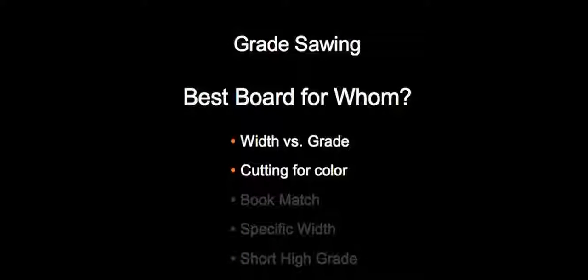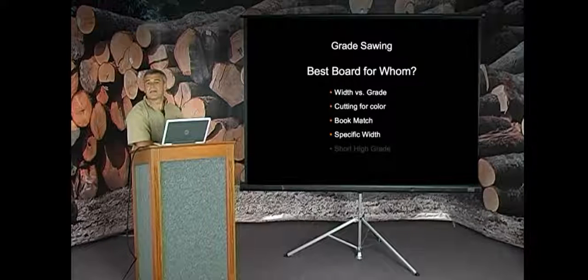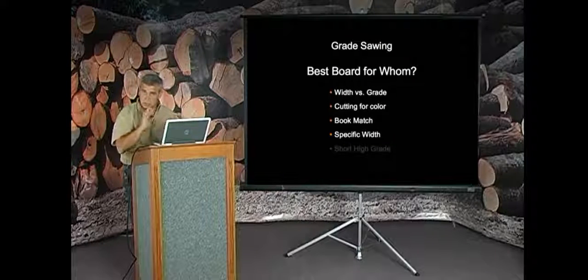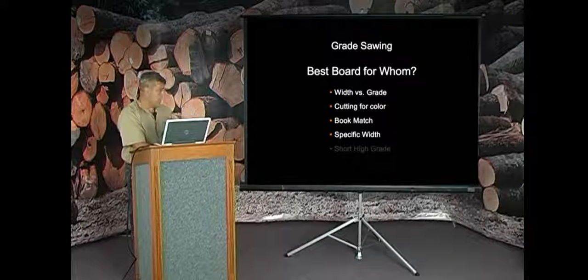Sometimes, in our grade sawing, we may cut for book match. Any of you do any of the book matching? Woodworkers just love to have a book-matched panel where the grain is a mirror. The one board next to it is a mirror of the other board. Book matching. We might cut specific widths for stair treads, let's say. We're going to make solid one-piece stair treads. That's what the customer wants. Grade's irrelevant, really. We're cutting for a specific width then. We got to make stair treads out of it.